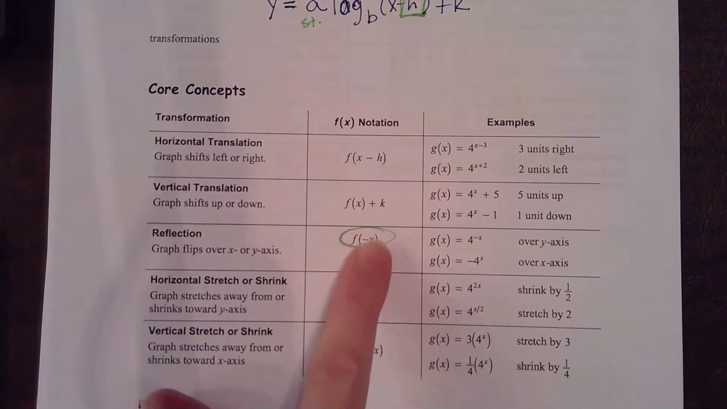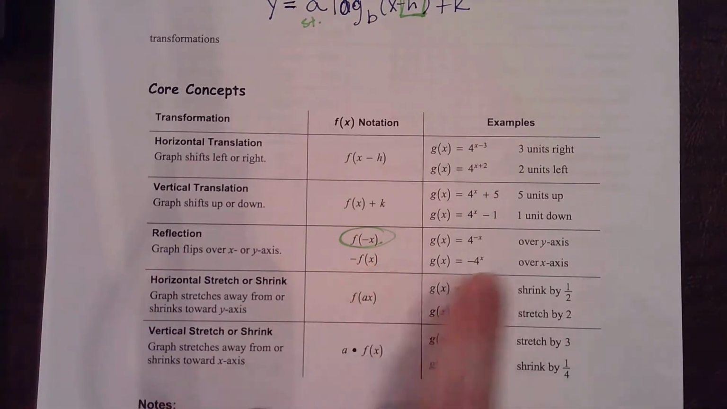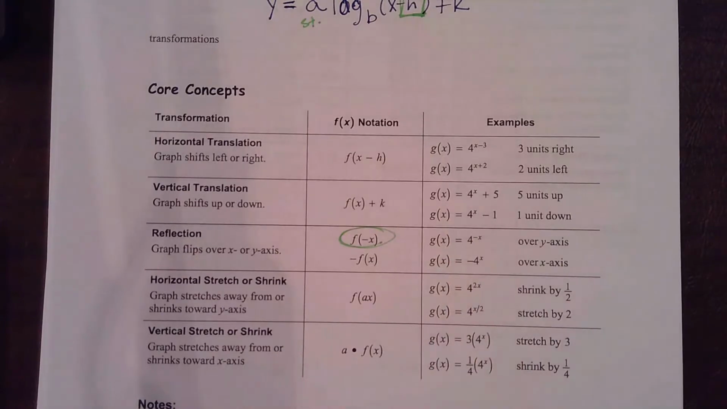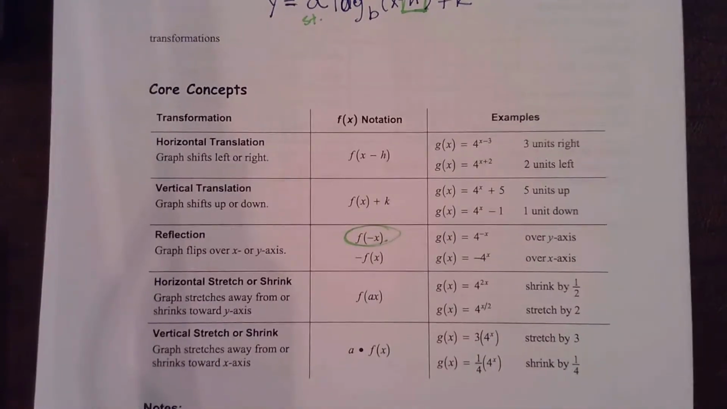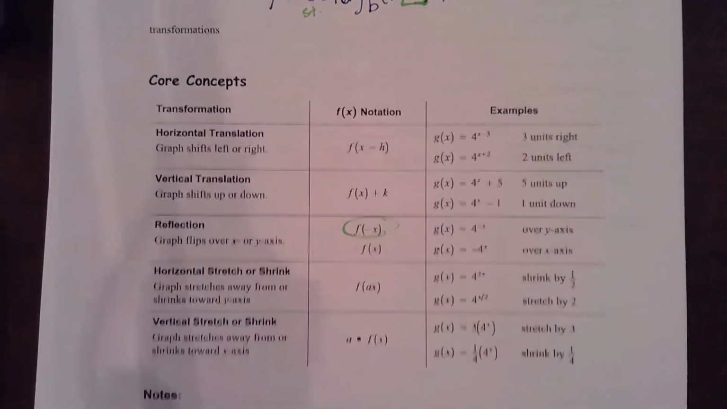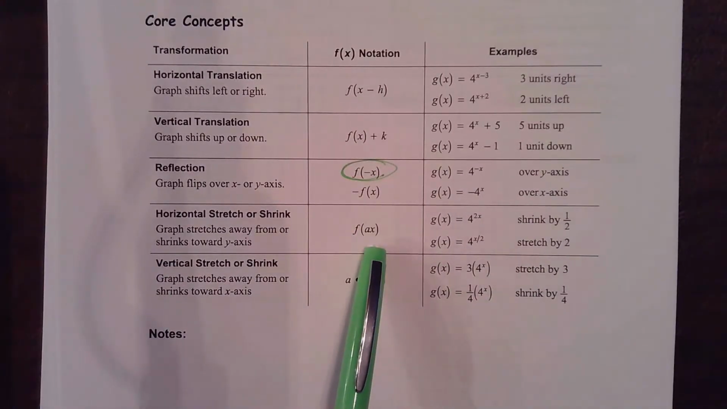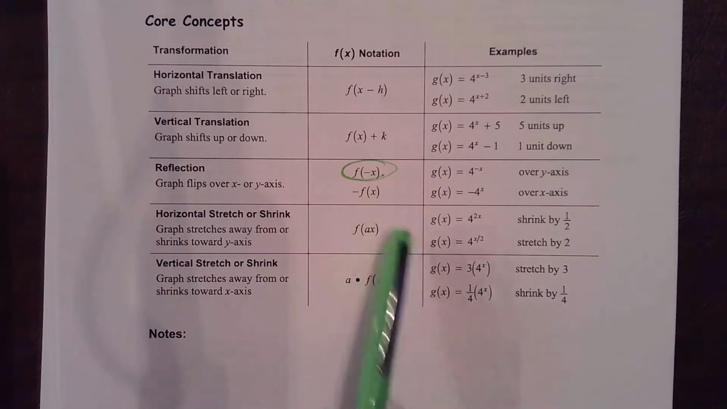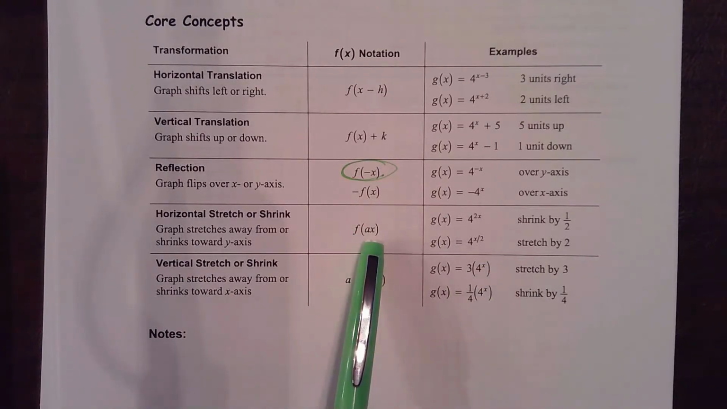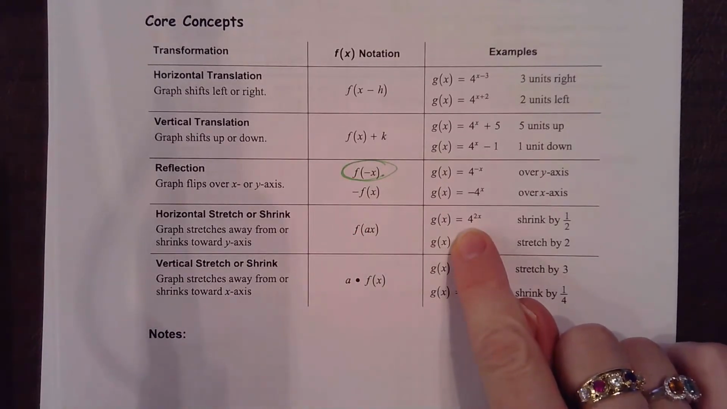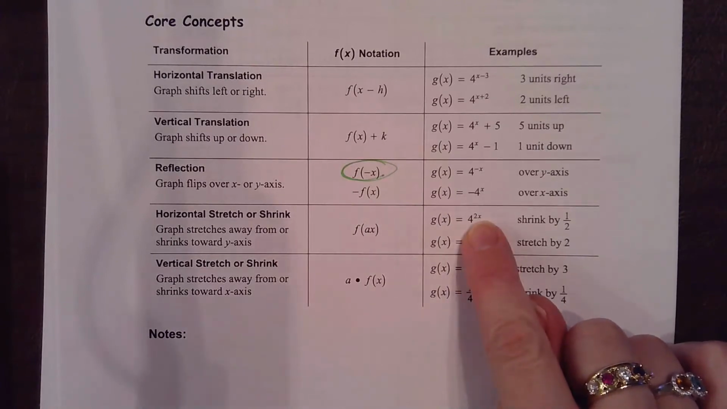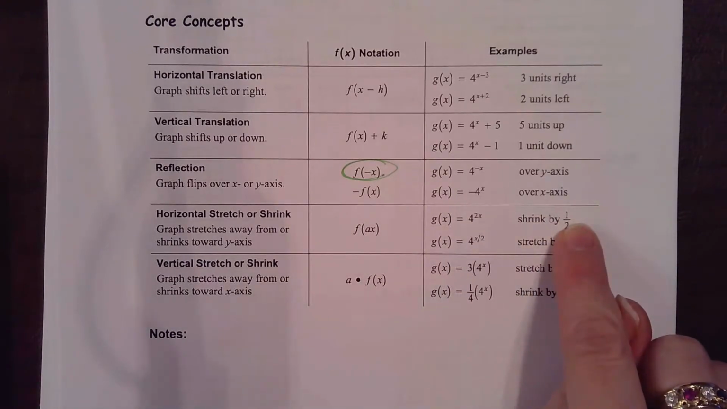And so we've talked about this in other functions, but this is what it would look like in an exponential. As you can see, all of these examples are exponential. We'll go through another chart with logs. Horizontal stretch and shrink, again, that's what's happening to the x value of your function, so f of a times x. In other words, if you have 4 raised to the 2x, that's a horizontal shrink by a factor of a half.